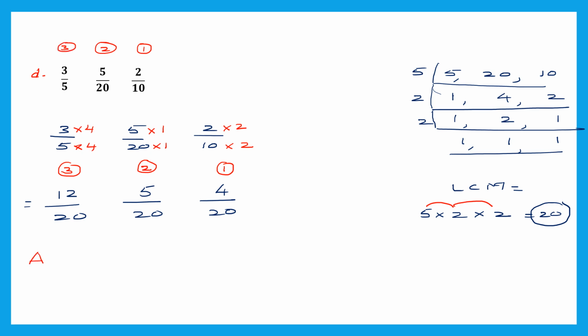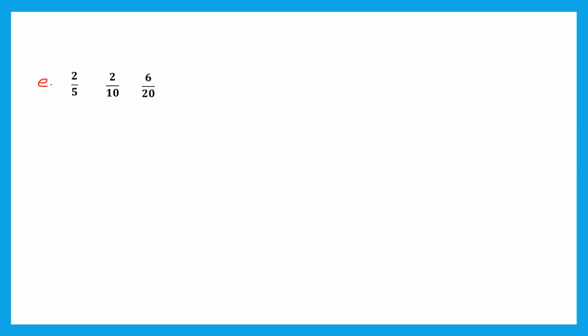So let's write our answer. So in our final answer, we should write what is given to us in the question. So let's write that 2 by 10 is smaller than 5 by 20. It's smaller than 3 by 5. So this is our answer.